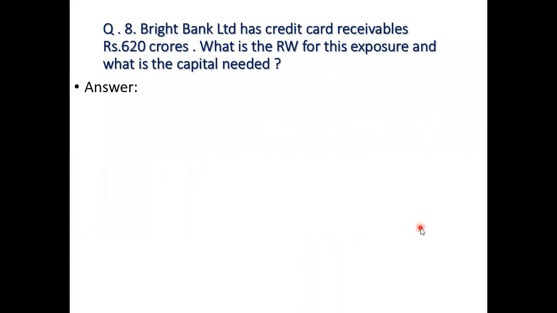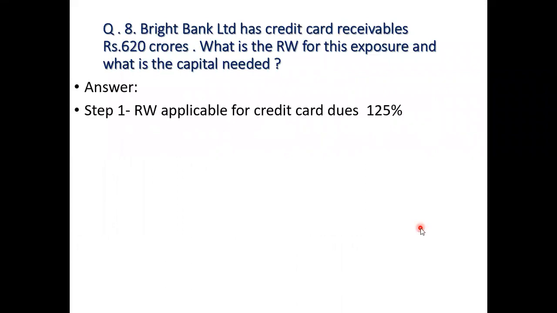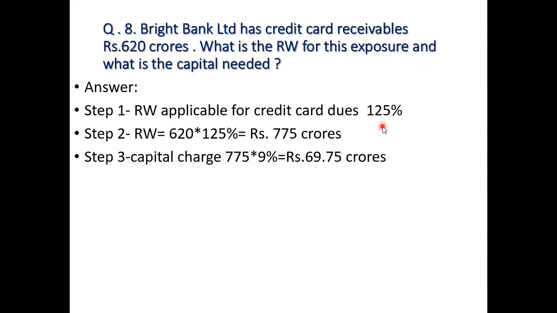Question 8. Bright Bank has got credit card receivable. This question they are asking. Last time also they had asked. Private bank has got credit card receivable, EMIs, dues, 620 crore. What is the RW? What is the capital needed for this alone? So 620, risk weight is 125. So 620 into 125, 775. On 775, 9%, 69.75. That's all.